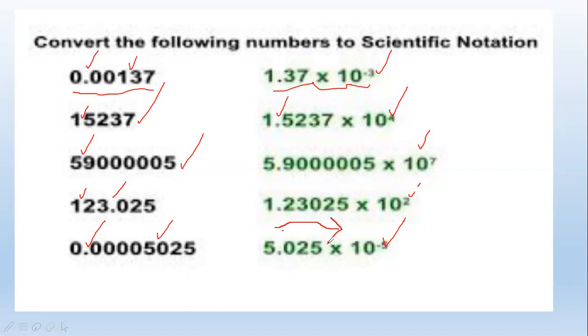So, in scientific notation, we represent a number in standard form. The number before the decimal point must be between 1 and 10, greater than or equal to 1 and less than 10. If you shift the point from left to right, the power should be negative. And if from right to left, the power should be positive.